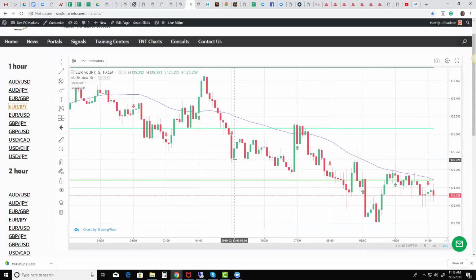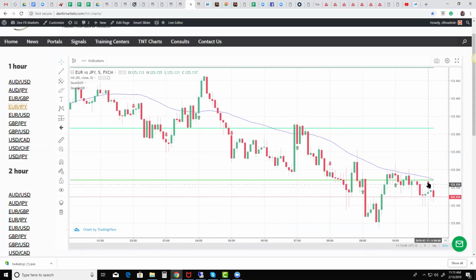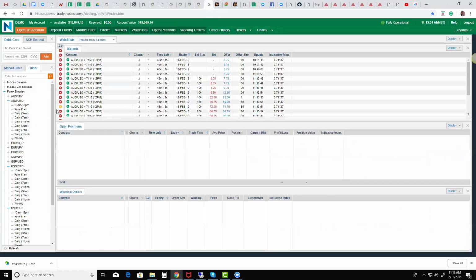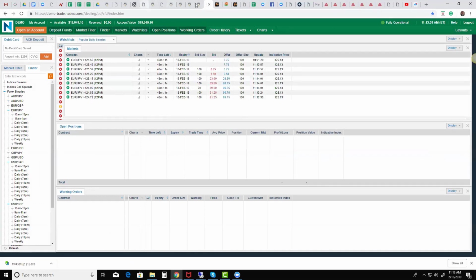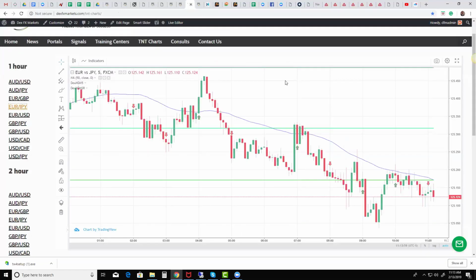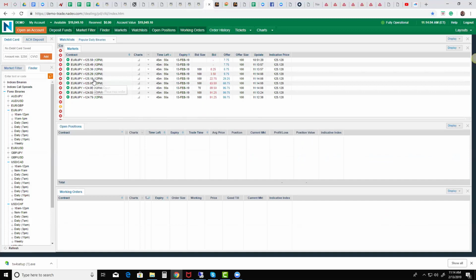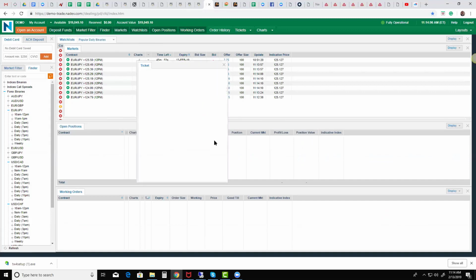Now, we got something pretty good, okay? Euro JPY sitting at 125.13 when it came out. We could use the 125.17 as structure for a sell. Let's see if there's anything on it. 125.19 is there, sitting at $22.